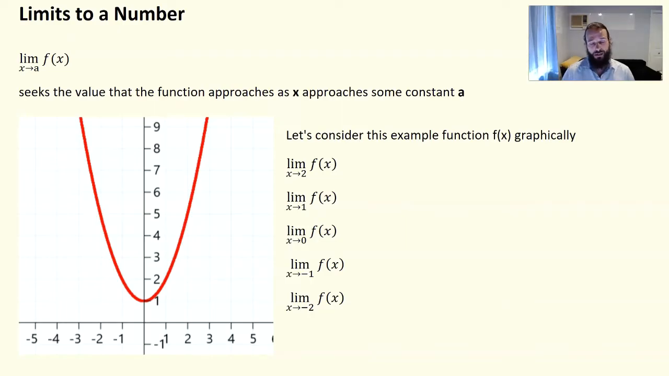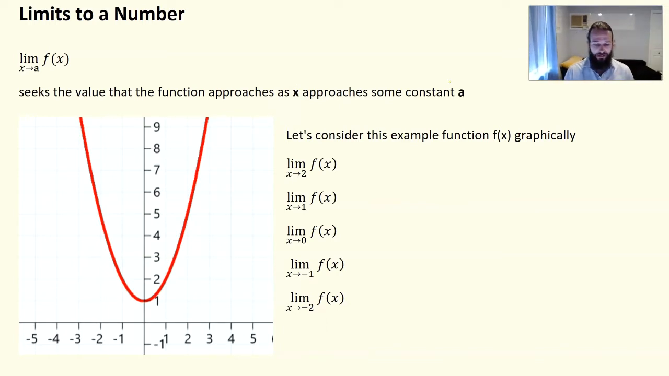In the previous section, we discussed limits as our variable approached infinity. But there are many other types of limits. We could take the limit as x or any other variable approaches a number. Let's take a look at what that means. The limit as x approaches a, where a is some number, of f of x seeks the value that the function approaches as our variable x approaches some constant number a.